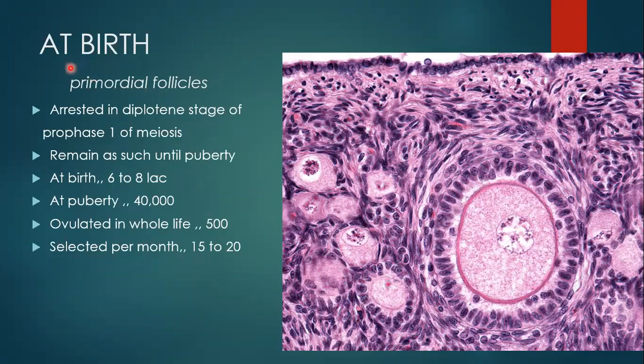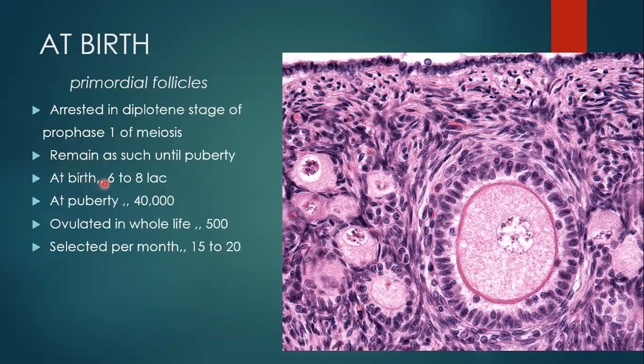At birth, the primordial follicles are basically arrested in the diplotene stage of prophase 1 of meiosis. They remain as such until puberty, right? Until puberty, these cells are arrested in the prophase 1 of meiosis 1. So this stage lasts for years, right? At least 12 to 13 years, right? From menarche until the menopause.